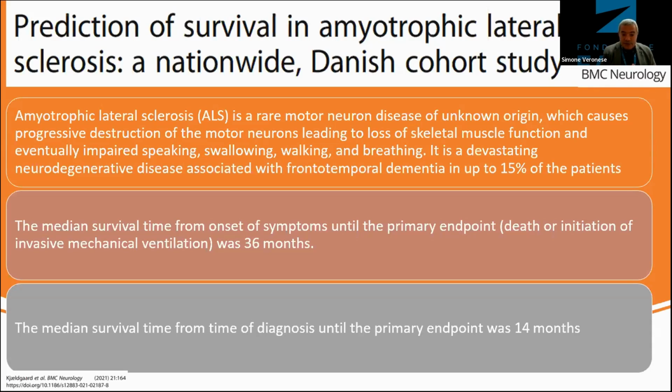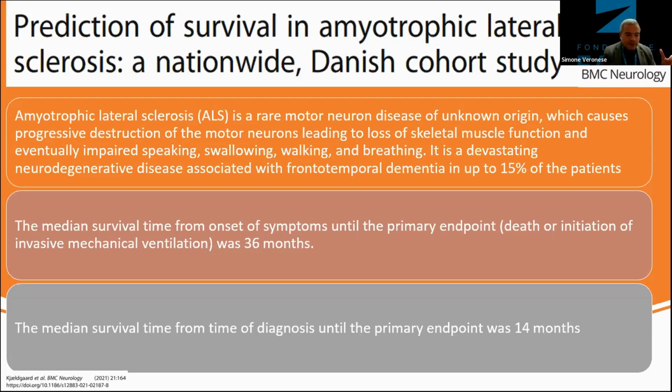It is only 36 months, so it's a very quick disease. But if we look at the median survival time from the diagnosis of the disease to death, for example, it's only 14 months, because it takes a long time from the onset of the first symptoms to have a full diagnosis of ALS. And we know that when the time from the onset of the first symptoms to the full diagnosis is short, it means that the disease is very quick and probably survival will be even shorter.